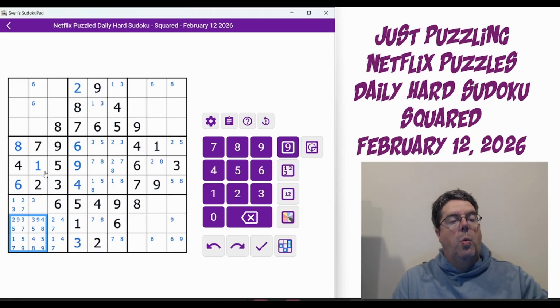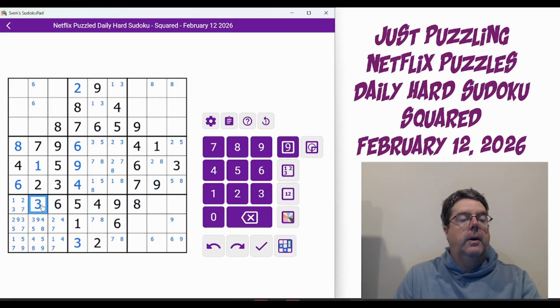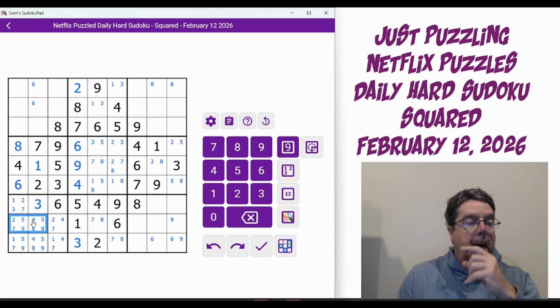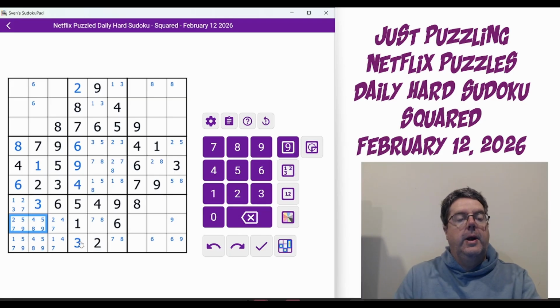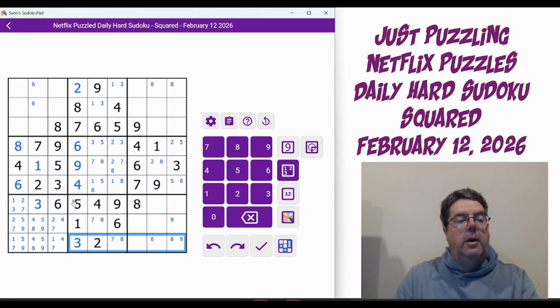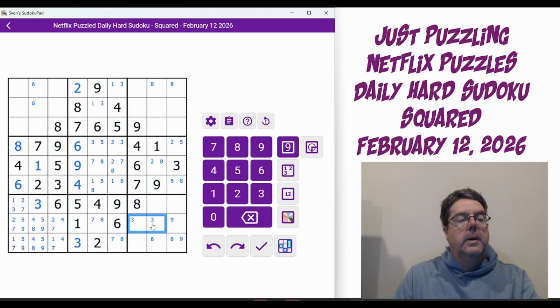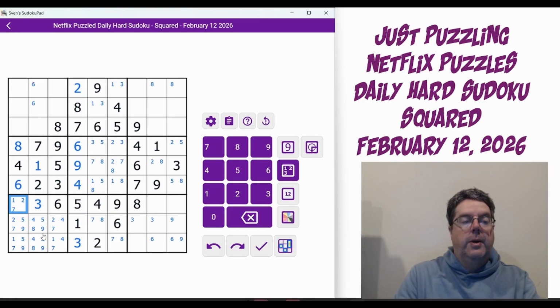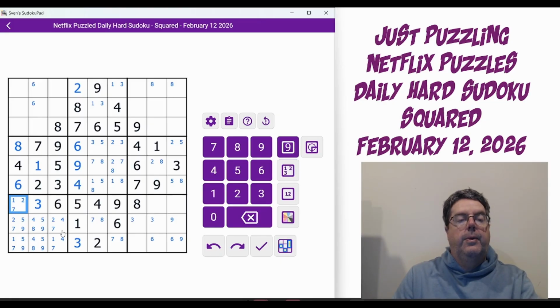Let's just check this. 1, 2, 3, 4, 5, 6, 7, 8, 9. So that's definitely a 3 there. Alright, so that means that these can't be a 3. So 3 comes across here. 3 comes across here and down here. So 3 is one of these two. This can't be a 3 here anymore either. So 1, 2, 7. Okay, so we'll go to this side over here.